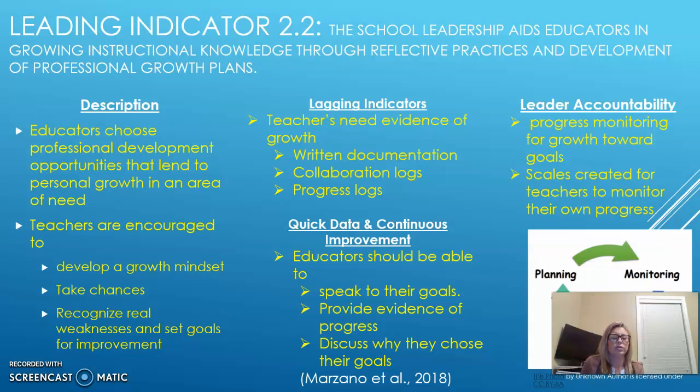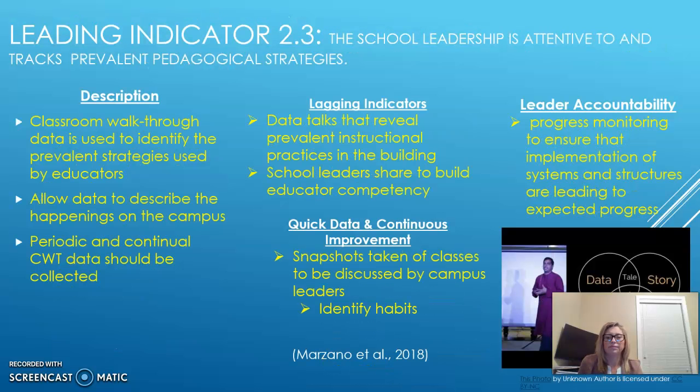Quick data and continuous improvement. Educators should be able to speak to their goals, provide evidence of their progress, and discuss why they choose their goals. Leader accountability: progress monitoring for growth toward goals, and skills created for teachers to monitor their own progress. (Marzano et al., 2018).